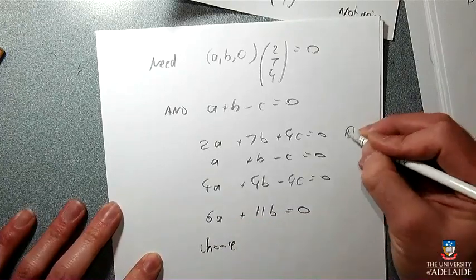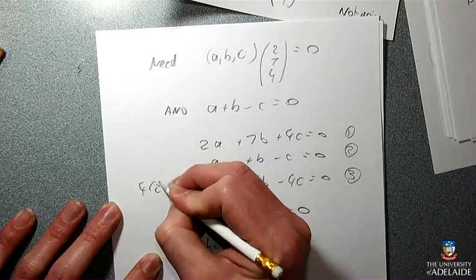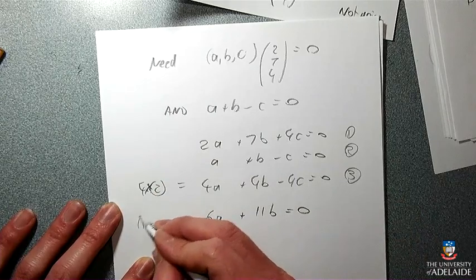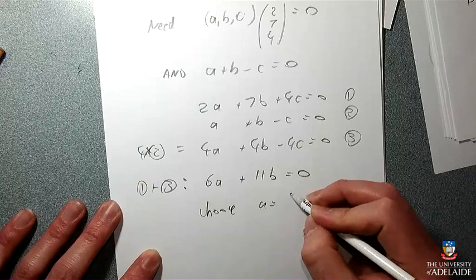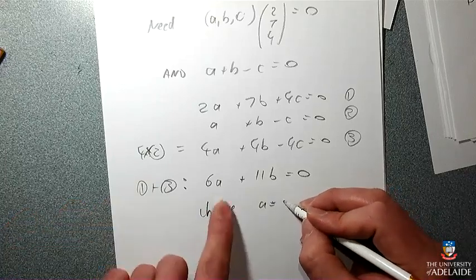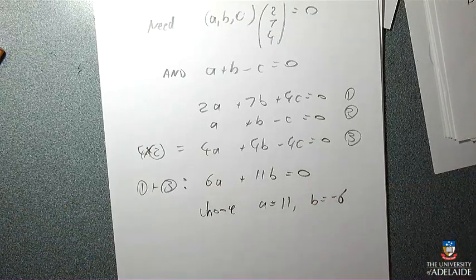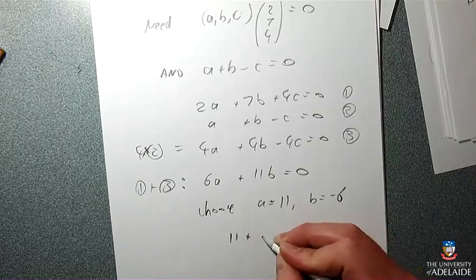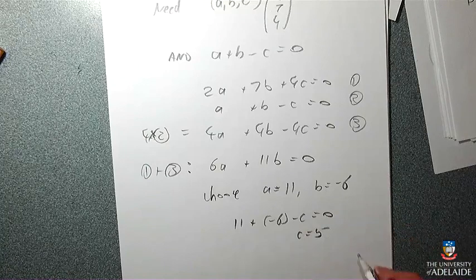So this was equation 1, equation 2, equation 3, which was 4 times equation 2. And this was equation 1 plus equation 3. So I'm going to choose A to be 11 and B to be minus 6, and then that would make this come out to 0. And then 11 plus minus 6 minus C has to be 0, so C has to be 5. Make that work. Cool.